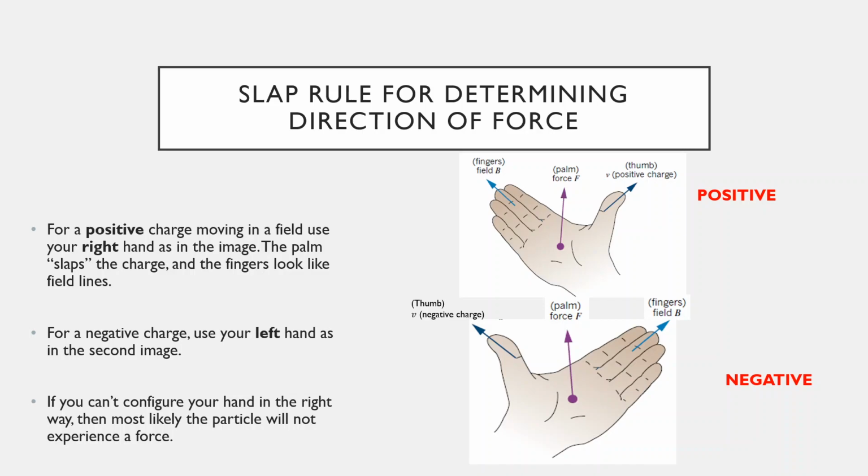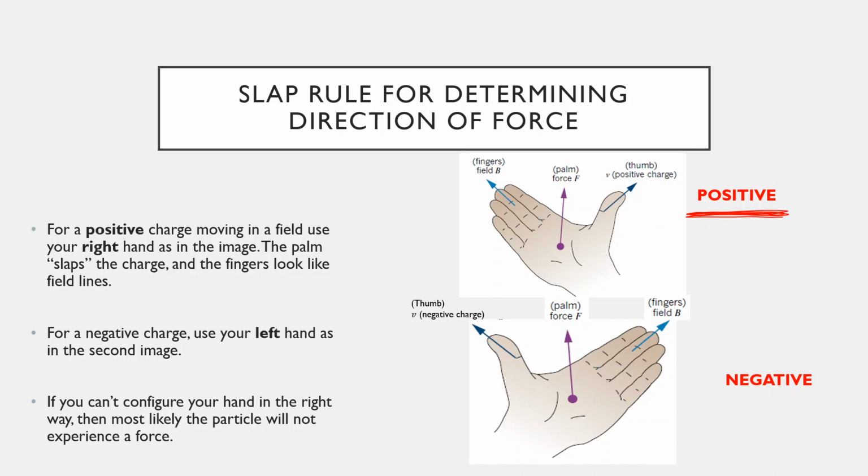We call it a slap rule, for the reason that when you open up your hand, your palm acts as the direction in which the force will be applied. So you can think of your hand as slapping the charge to move in a certain direction. As indicated by this picture here, if we're talking about positive charges, and this also includes current in a wire, then your fingers are the magnetic field lines. Your thumb is the direction that the charge is moving, and your palm indicates the direction of the force that this charge would experience.